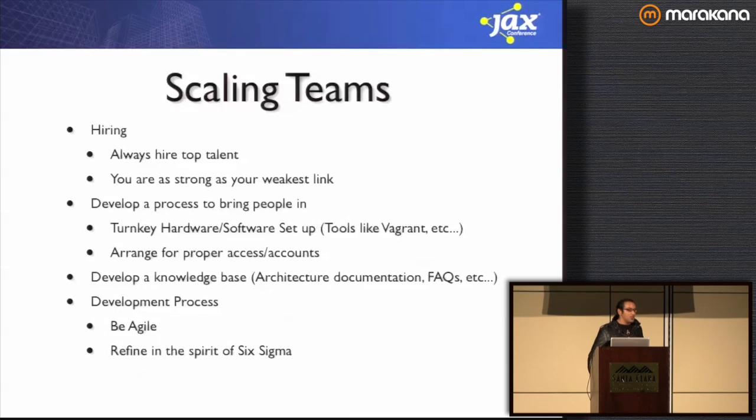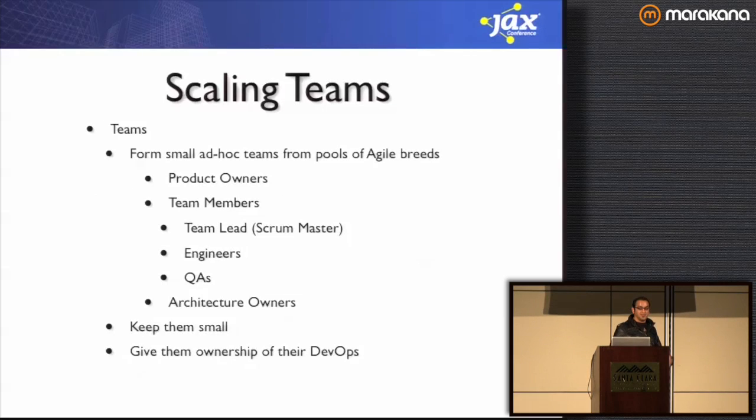You want to make sure that when you hire these people, from the get-go they walk in and they have a machine. All of their hardware is already set up for them to work. You can use tools like Vagrant, so that they have proper access. Make sure that you have a knowledge base that tells them the password for Git or how to get an account. Your development process, make sure that it's something that can scale and is agile.